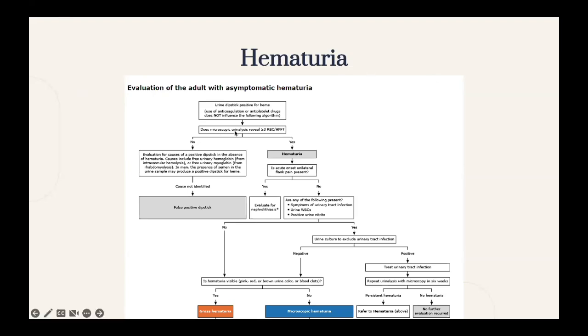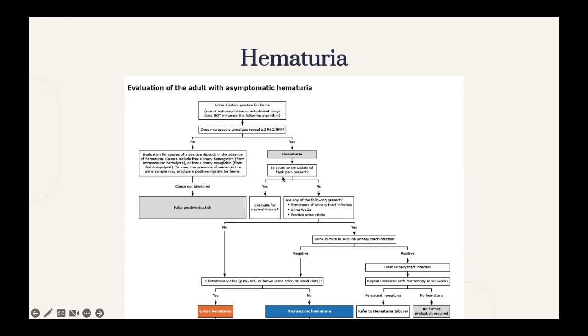We usually start with a urine dipstick. If we find it positive for heme, we do a microscopic urinalysis to see if there are RBCs. If there are no RBCs, it's highly likely to be negative, or if you are still suspicious, you can do another dipstick and another urinalysis to make sure it's normal and not a false positive dipstick. If it reveals more than 3 RBCs, then it's considered hematuria.